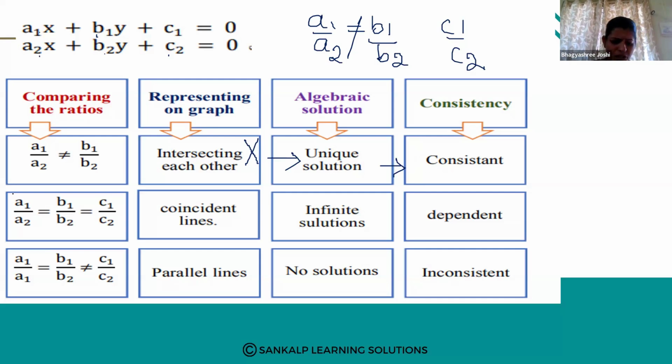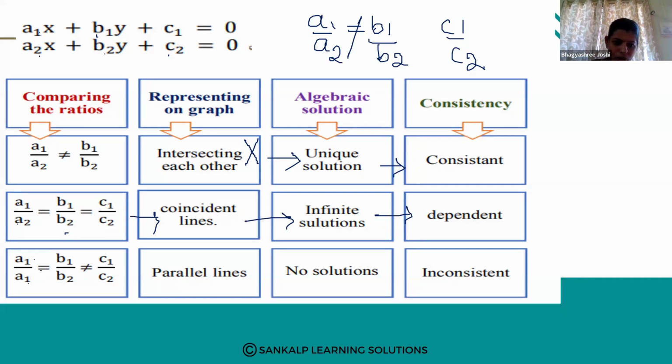If you get a1 divided by a2 is equal to b1 divided by b2 is equal to c1 divided by c2, then you will get coincident lines and you will have infinite solutions, and the pair of linear equations is dependent. Okay, equations are dependent.